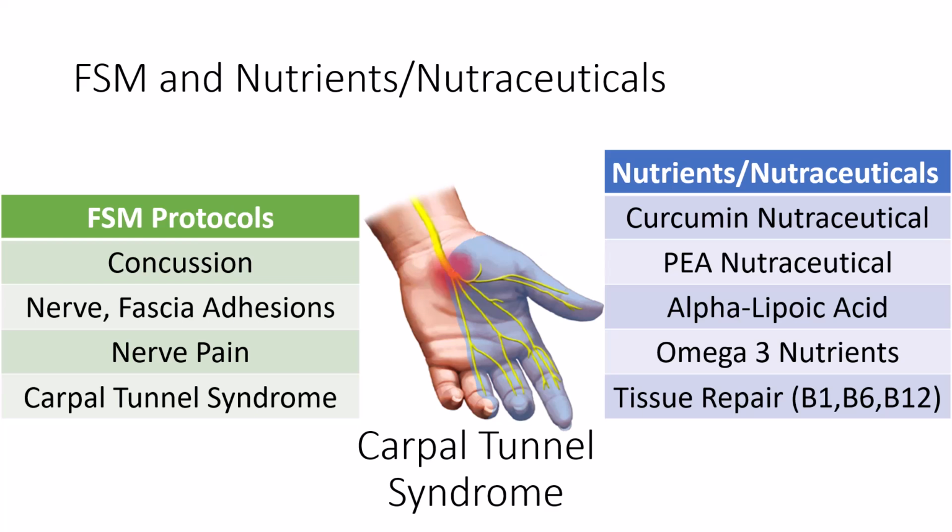On the nutrients and nutraceutical side, you would use tissue repair nutrients, particularly nutrients for nerves, like vitamin B12 and B6. You would take omega-3 fatty acids for their anti-inflammatory benefits, and then alpha-lipoic acid, PEA, and curcumin have also been shown to significantly improve nerve function and decrease nerve pain. You would increase or decrease the number of items in each stack depending on the severity of your carpal tunnel symptoms.